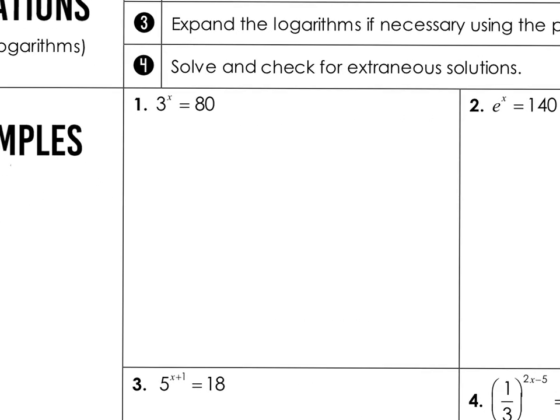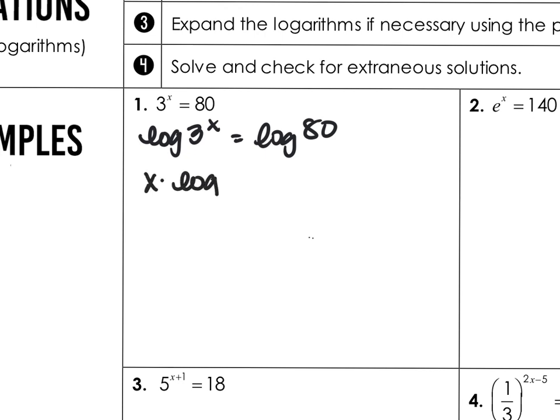Since 3 and 80 cannot go to the same base, we're going to need to log both sides. So I'm going to do log 3 to the x equal to log 80. Whatever you do to one side of the equation, you got to do to the other. Now, because we took the log of both sides, we can now use those log properties. Remember that x can now come down to the front. So this is x times log 3 equal to log 80. And now to get x by itself, we just divide by log 3.